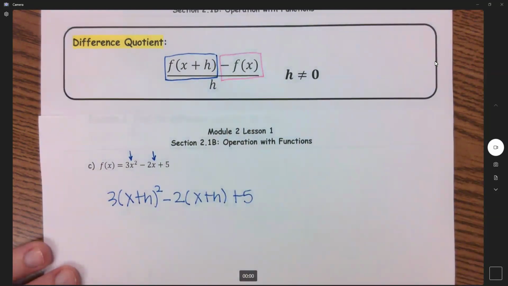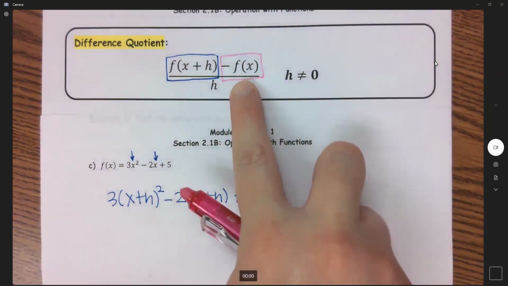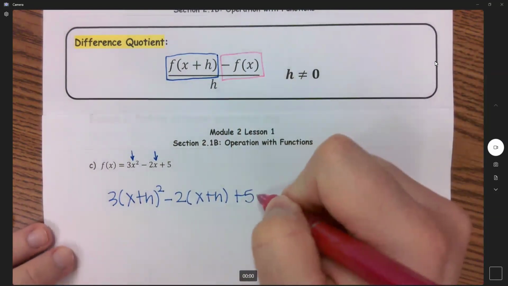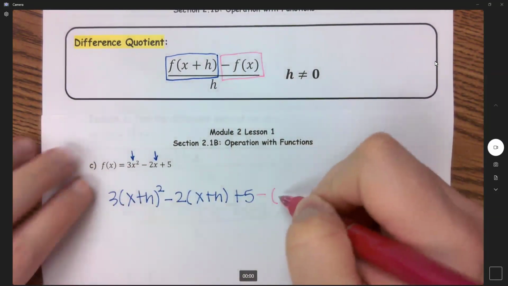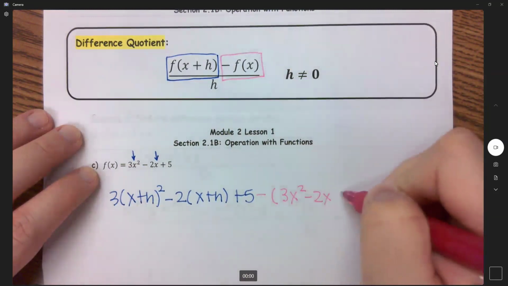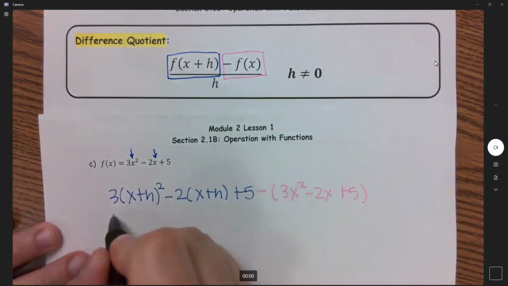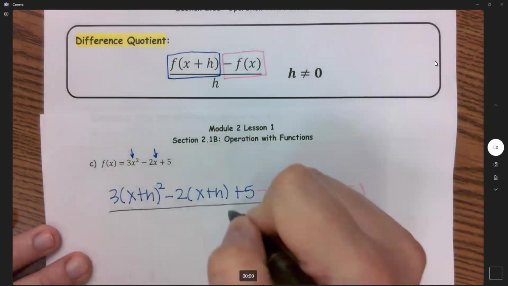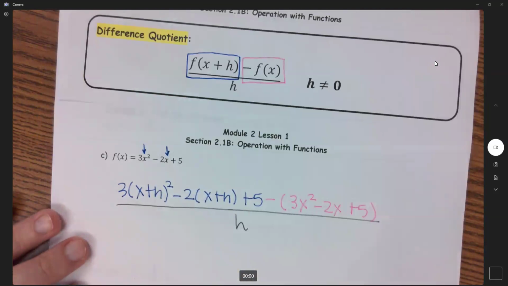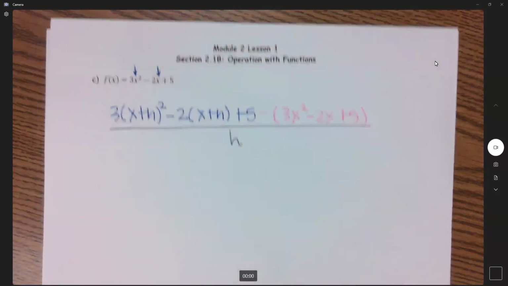Now let's evaluate negative f of x. So we'll do minus and then my entire function. And this is all over h. Okay, let's try.